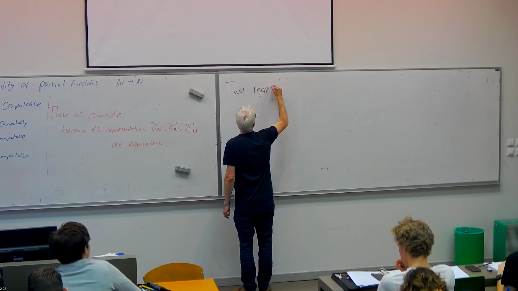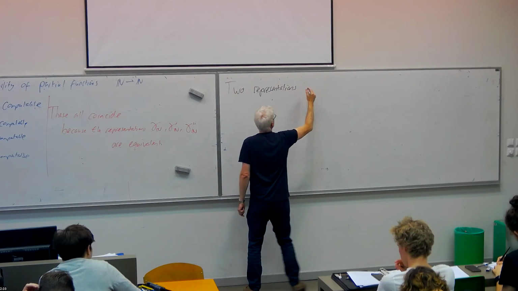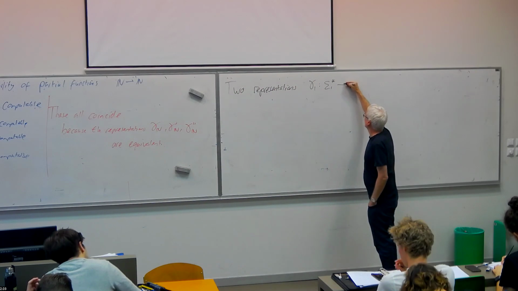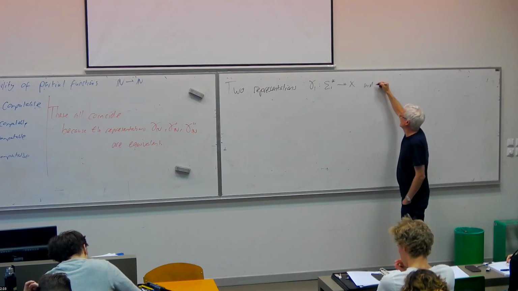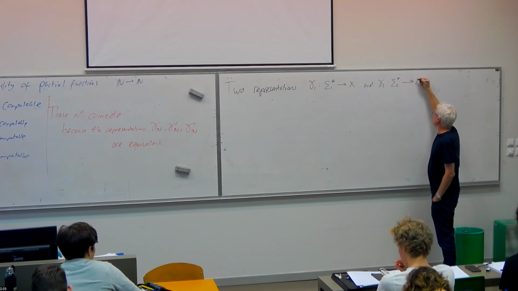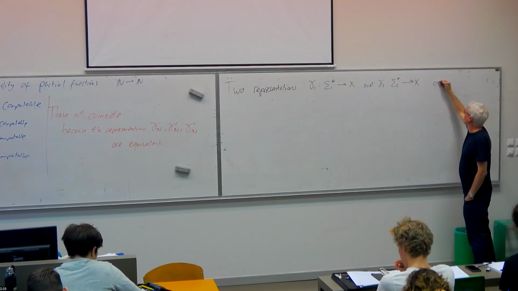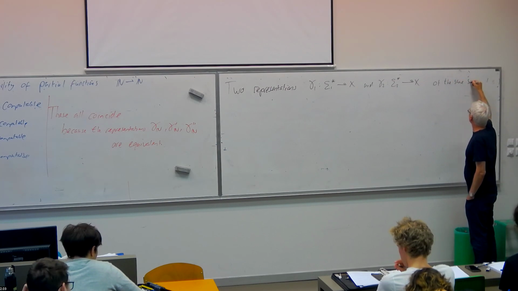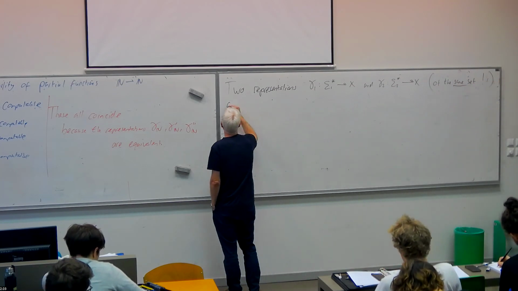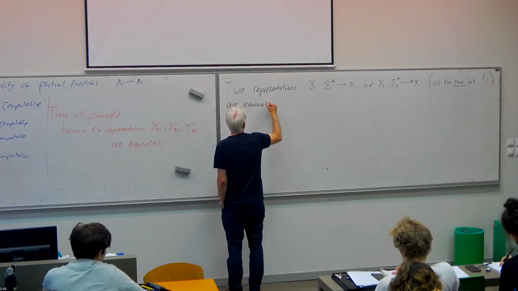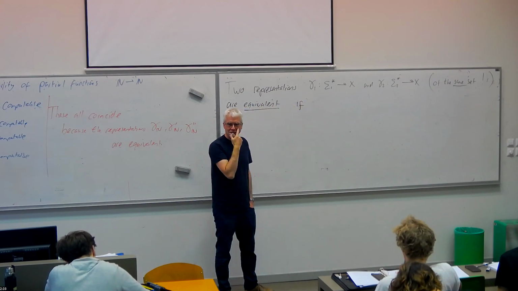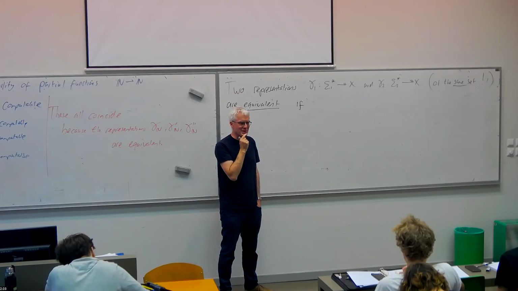Two representations, gamma 1, say, from words over an alphabet sigma 1 to a set X, and gamma 2, so representations might be from a different alphabet, but the point is it needs to be a representation of the same set X. I emphasize that they're said to be equivalent if, just wondering, can anyone guess what this definition is going to be?